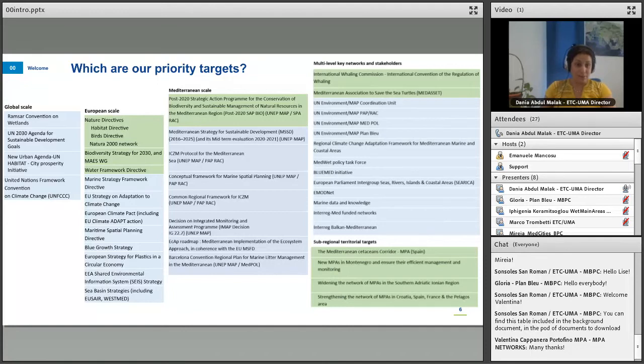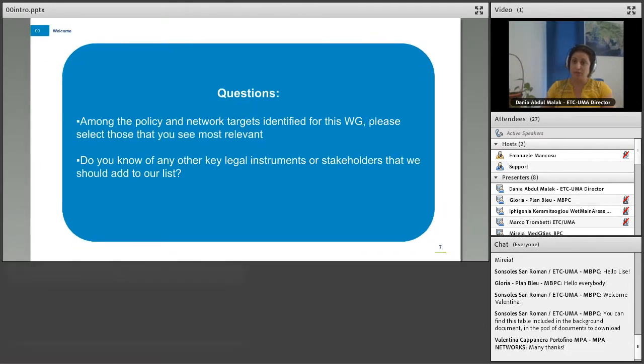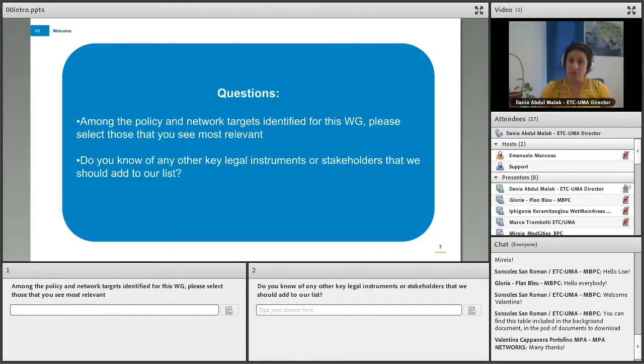I think as upcoming from my side, we will go to two main questions that we would like to have your opinion on. I think Sonsoris referred to how you can fill somehow or write in this pod that you could see below the slide. So two questions to you. The first one is, among these policies and network targets that were identified for this working group, could you please select the ones that you see most relevant to your work, your activities? That would be helpful for us to know.